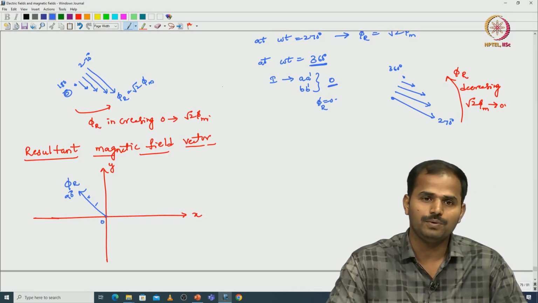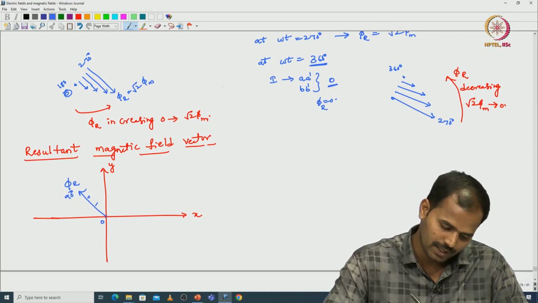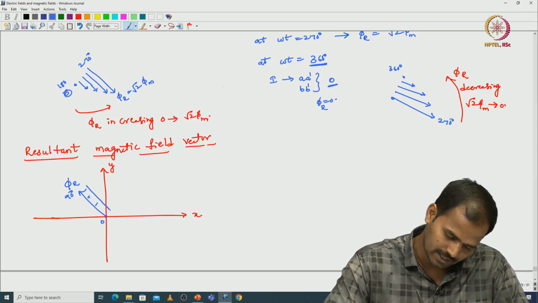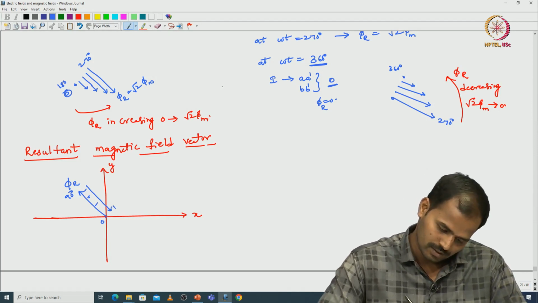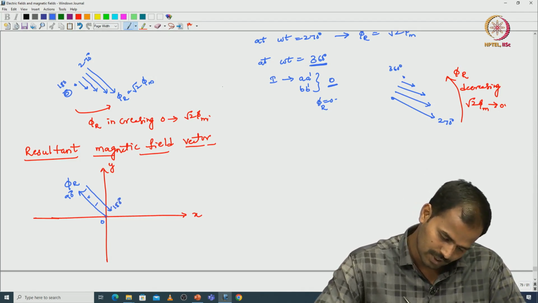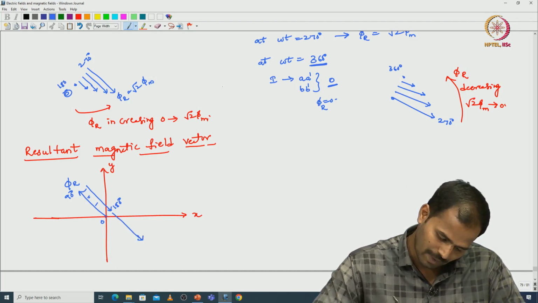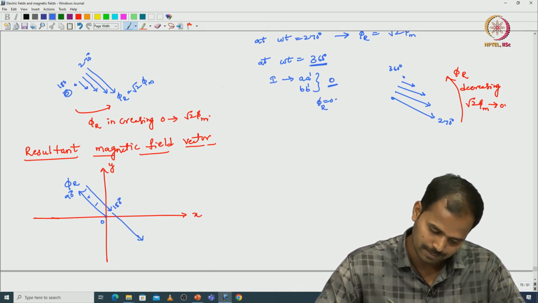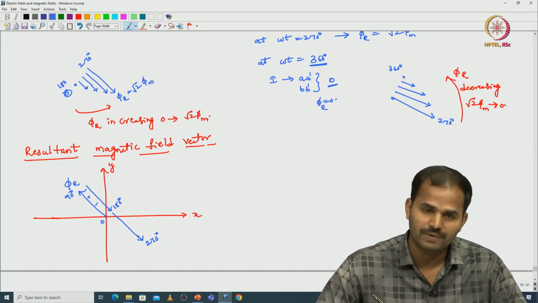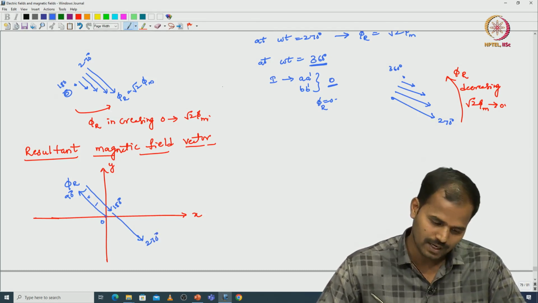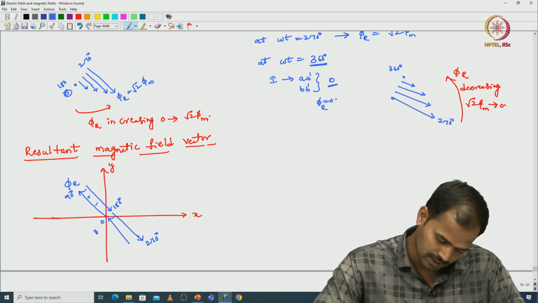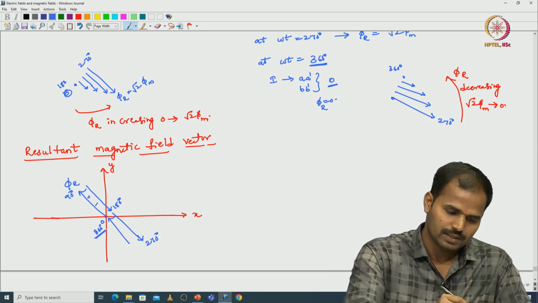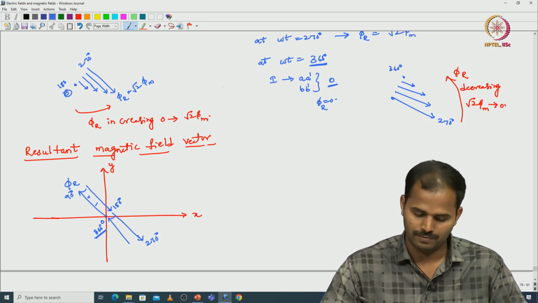Then from 90 to 180 degrees, the vector direction is the same and the magnitude is coming down and reaching 0, and from 180 to 270 it is increasing to the maximum, that is again root 2 phi m. At 270 degrees it will reach the negative side maximum, and from 270 to 360 degrees or 0 degrees, again it will reach the same point where it started.